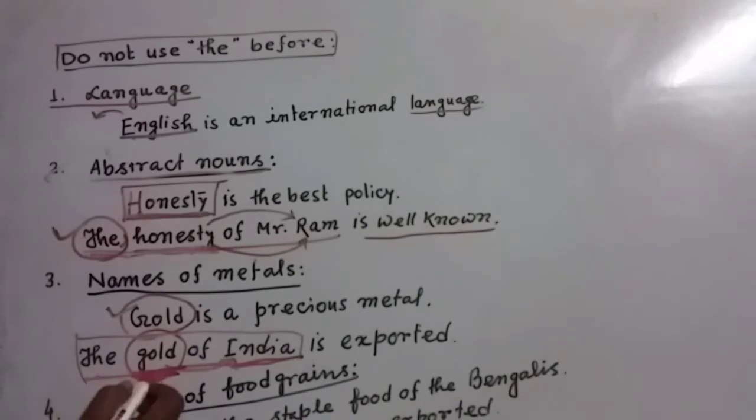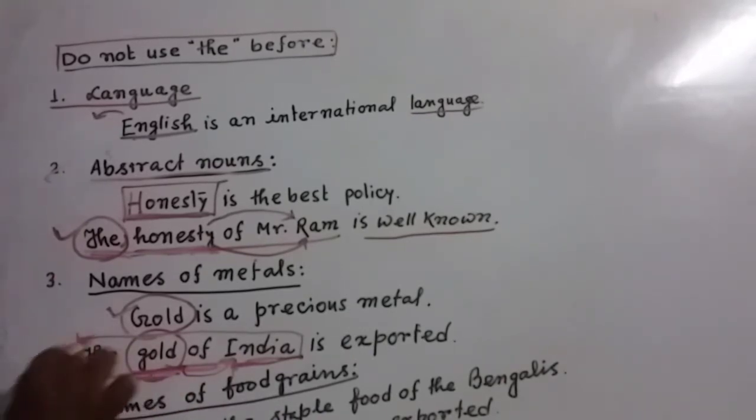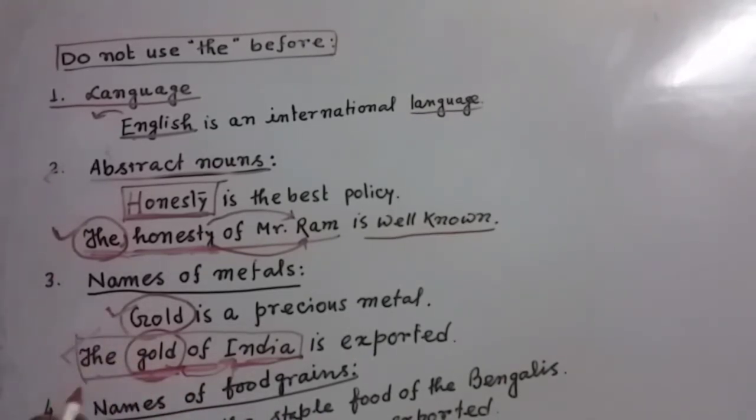So my dear friends, here we are saying only about gold of India. That means with this metal, the name of a country is attached. That means it is being particularized. In this situation, we have to use the. So the example will be: the gold of India is exported. My dear friends, I think these are clear to you.